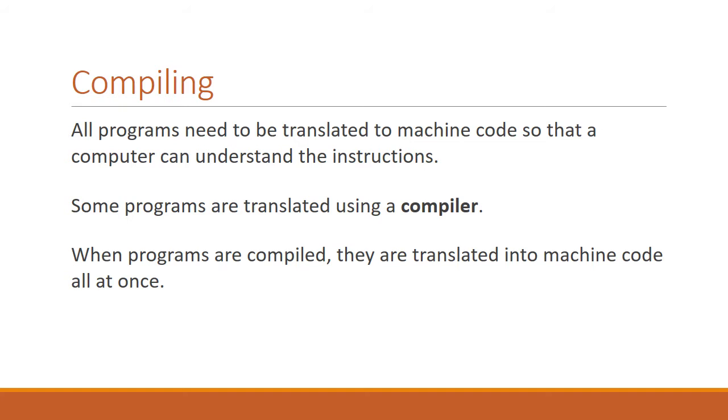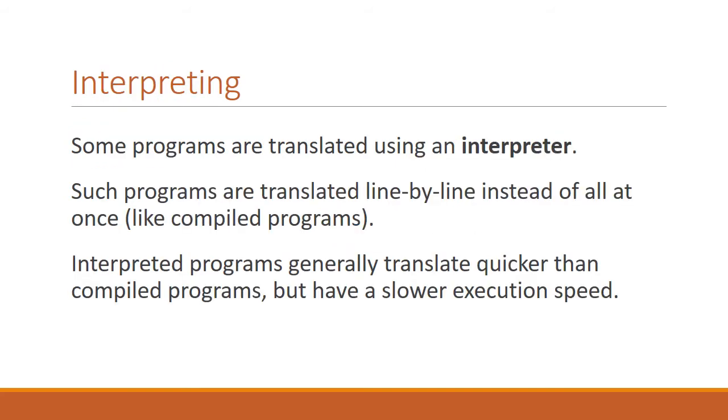When a program is compiled, it is translated into machine code all at once. Some programs are translated into machine code using an interpreter. Such programs are translated line by line instead of all at once, like in a compiled program. Interpreted programs generally translate quicker than compiled programs, but have a slower execution speed.